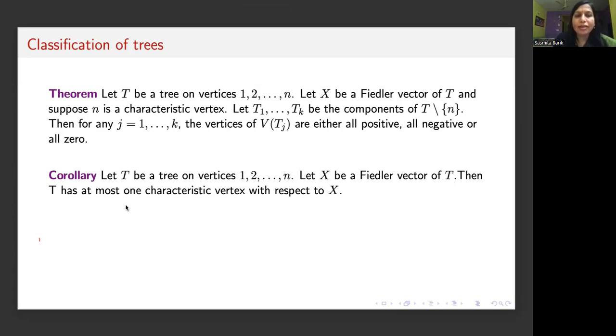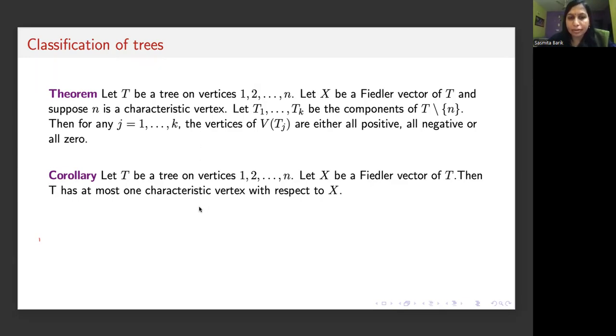vector, then T has at most one characteristic vertex with respect to x. So here also, as I told you from the last discussion, we could not conclude that the characteristic vertex is unique. But using this theorem, we can conclude that we can have at most one characteristic vertex. So if a tree is there and you have a Fiedler vector containing a zero component, in that case, you will find exactly one vertex which is adjacent to a positive as well as a negative vertex.